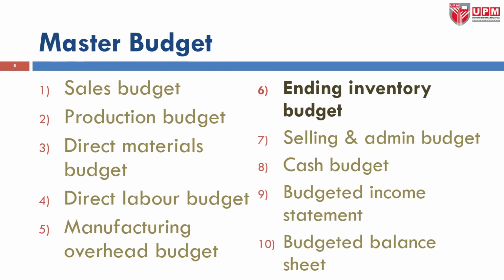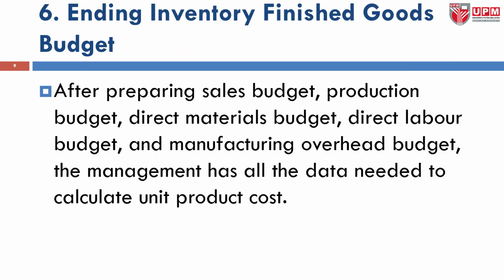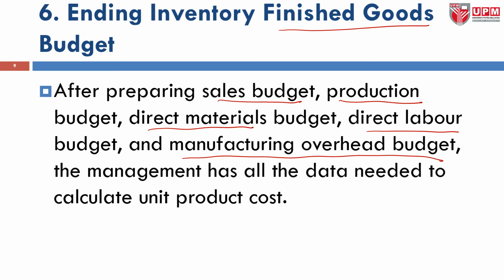The next budget is the ending inventory budget, or it is called the ending inventory finished goods budget. After preparing the sales budget, the production budget, direct materials budget, and direct labor budget, as well as the manufacturing overhead budget, the management has all the data needed to calculate the unit product cost.